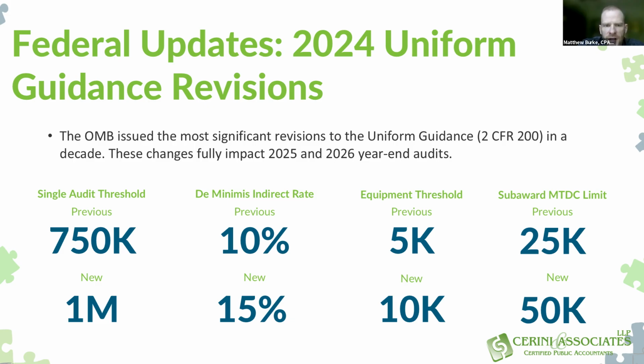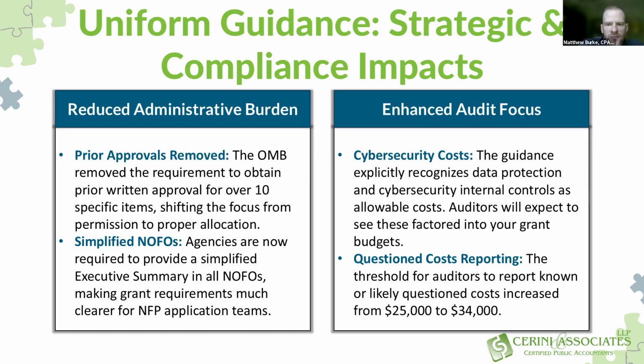Some other changes here are meant to reduce administrative burdens for organizations and for the federal government too. Enhanced audit focus on cybersecurity costs. The guidance is now allowing data protection and cybersecurity internal controls as allowable costs, so expect auditors to look a little bit more into that. Questioned cost reporting has gone up a bit, so maybe some relief there. Not a whole lot though, but again, the key takeaway is the $1 million instead of the $750,000.